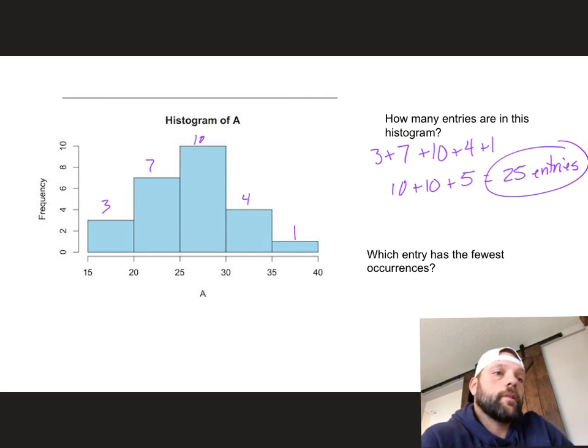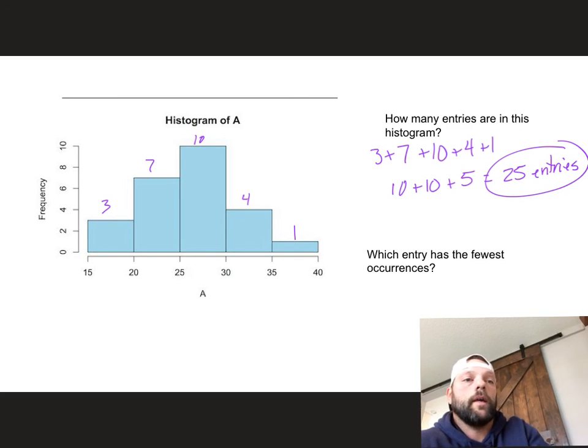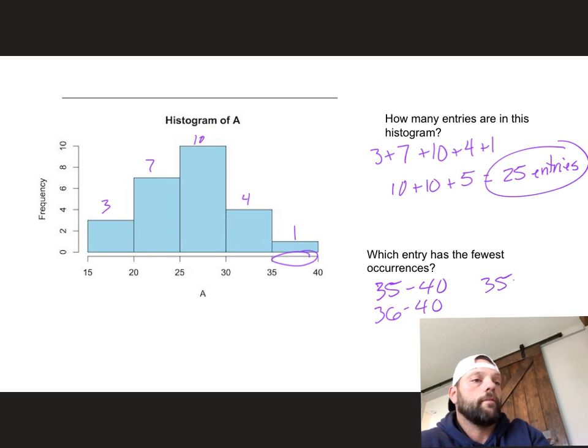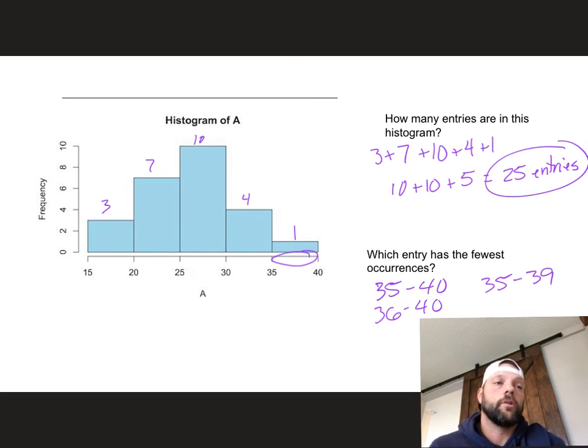Then going on to the next question, it says which entry has the fewest occurrences. So I want to look at which one is the shortest bar or the smallest bar. And that would be this range right here. So we would say 35 to 40. If you said 36 to 40, you would not be wrong. Also, if you said 35 to 39, you would not be wrong. We don't know exactly which way they're going with the numbering. Any of those three would absolutely be okay.